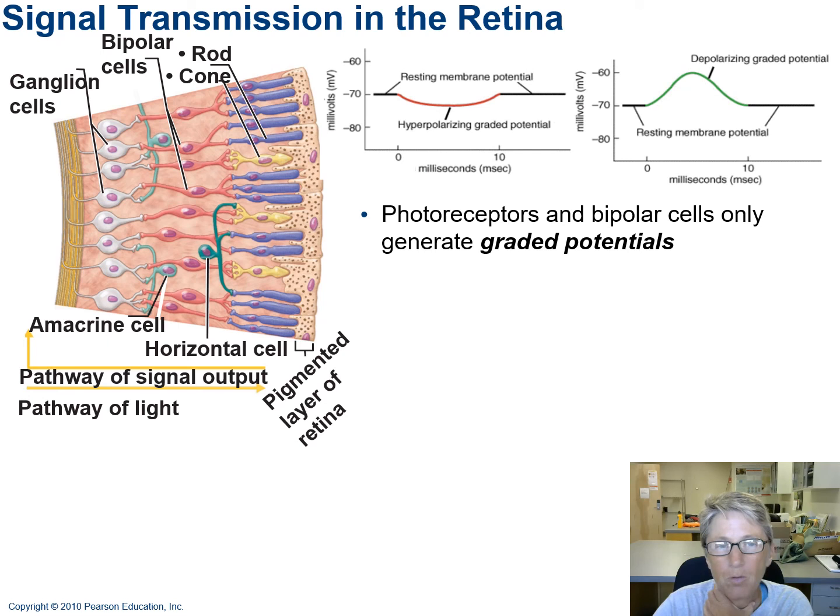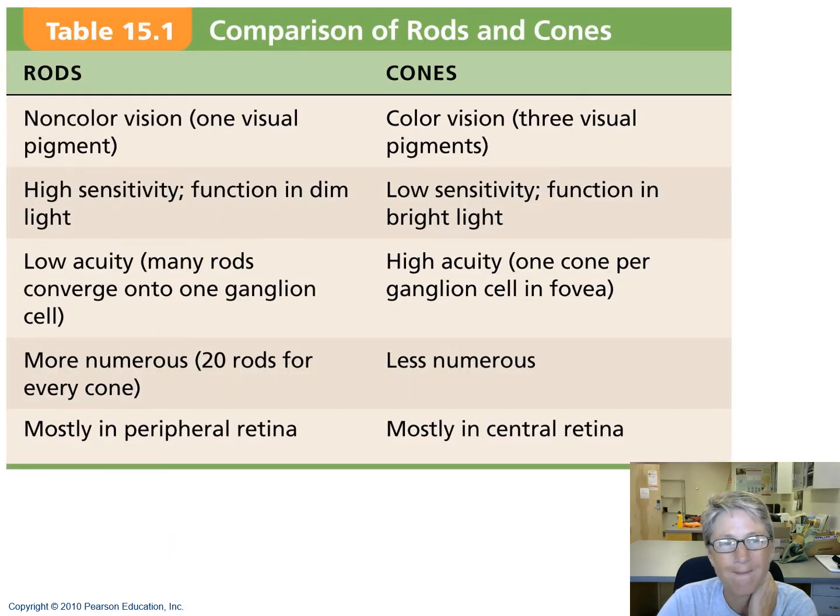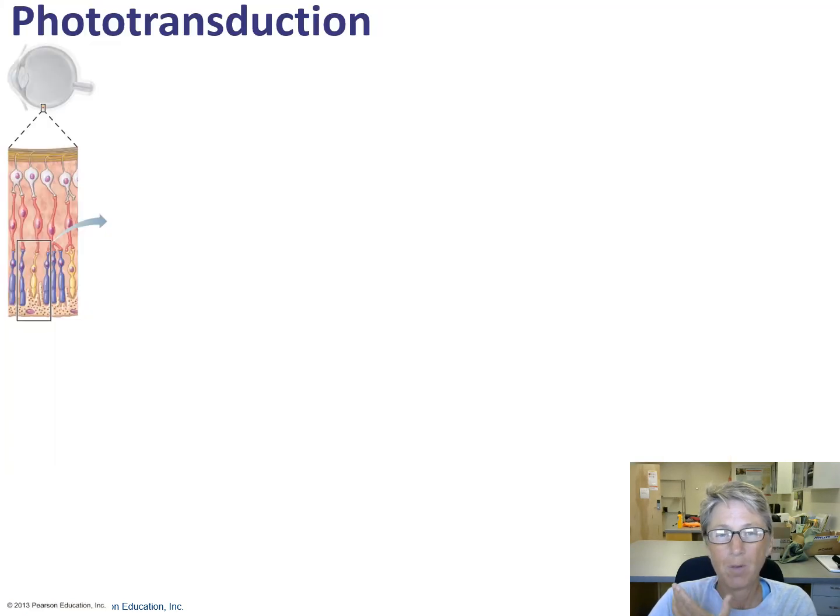The photoreceptors, the rods and cones, and the bipolar cells only generate graded potentials. They don't generate action potentials. The only cells that generate action potentials are these ganglion cells. And the ganglion cells send their action potentials down their axons to give you information about vision. And I tell you here, ganglion cells generate action potentials that are transmitted in the optic nerve. Here's a table comparing rods and cones. I like tables to help bring all the information together.